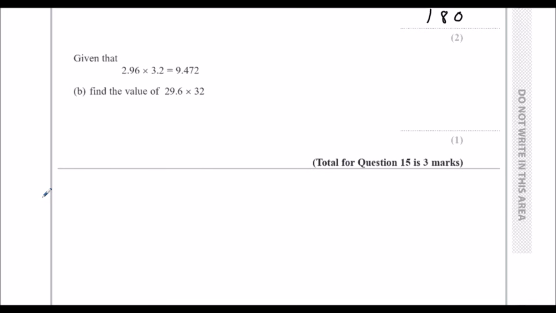And given that 2.96 times 3.2 equals 9.472, find the value of 29.6 times 32. So it's the same calculation, but we've times by 10 twice on the left side. We've changed 2.96 to 29.6, that's timesing by 10. We've changed 3.2 to 32, that's timesing by 10. So if we times by 10 twice on the left side, we need to times by 10 twice on the right side to keep both sides balanced. So times by 10 twice will be 947.2.